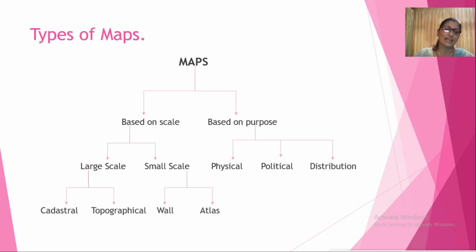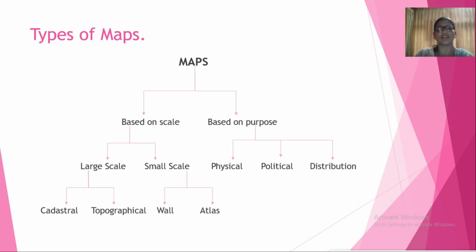Large-scale maps are again divided into cadastral maps and topographical maps. The small-scale maps are classified into two types, wall maps and atlas maps. So now maps based on scale, in that we know two types, large scale maps and small scale maps. Large scale maps give us detailed information about small areas, and the small scale maps represent large areas such as world, continents and countries.